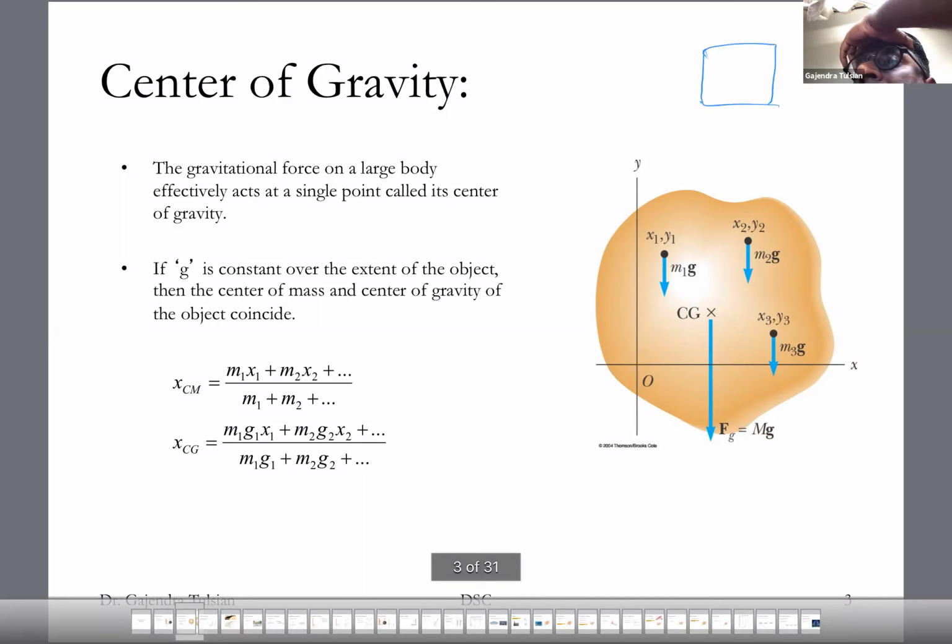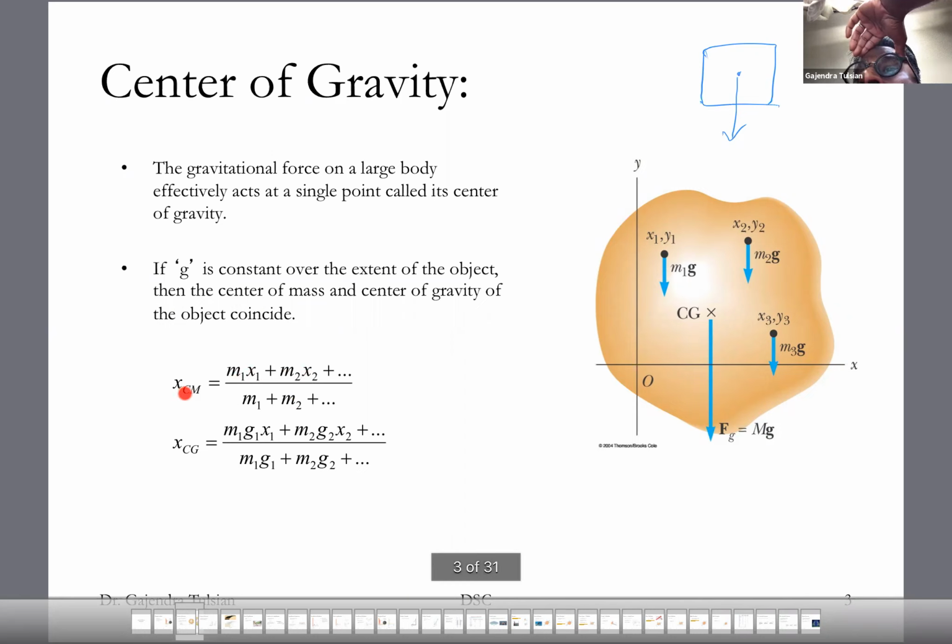We had defined the center of mass of an object as follows. If you've broken up this object into various pieces, and x1, y1 are the coordinates of this mass. So this is a two-dimensional object. X1, y1 are the coordinates of this mass, x2, y2 is the coordinate of this mass. So the x center of mass was defined as m1 x1 plus m2 x2, and so on, divided by the total mass. Similarly, y center of mass was defined as m1 y1 plus m2 y2, and so on, divided by the total mass. So that was the center of mass coordinate of the object.